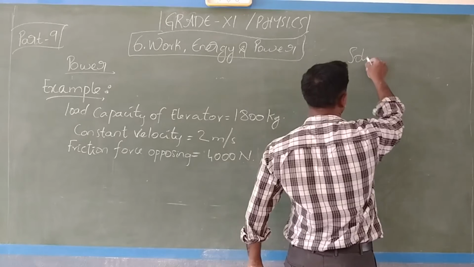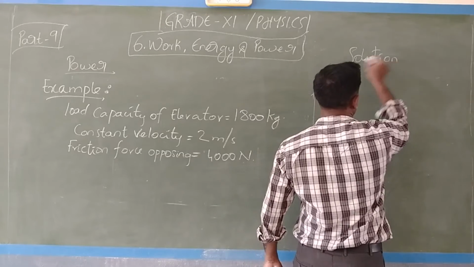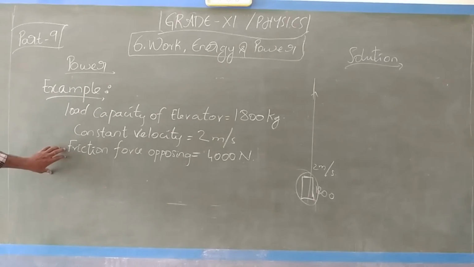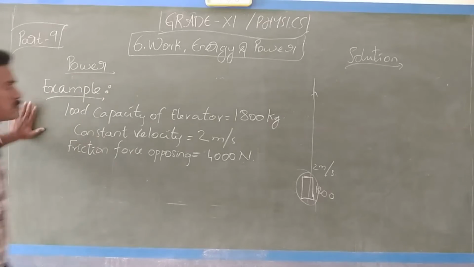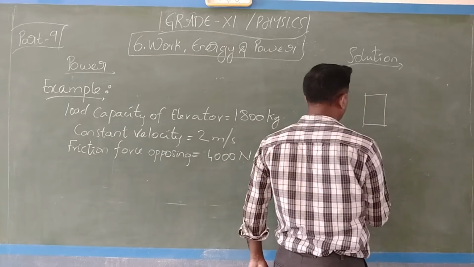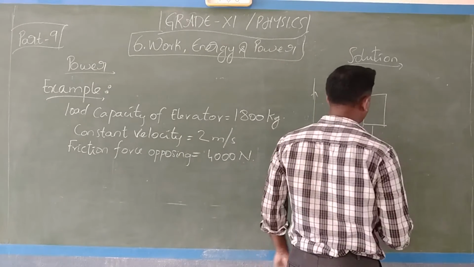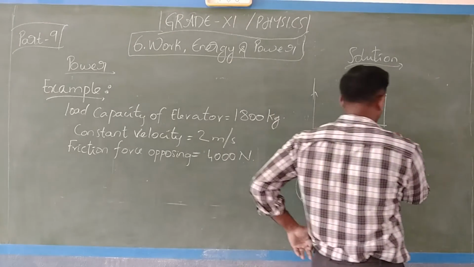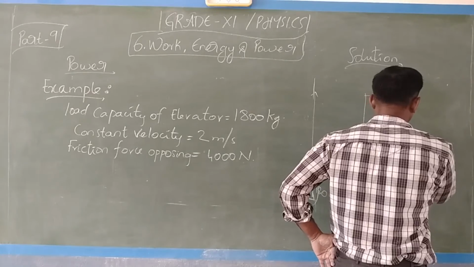So the solution is, what is the applied force here? Now I will consider this elevator and draw the elevator diagram. The elevator is moving upward, so the downward friction force is 4000 Newton.